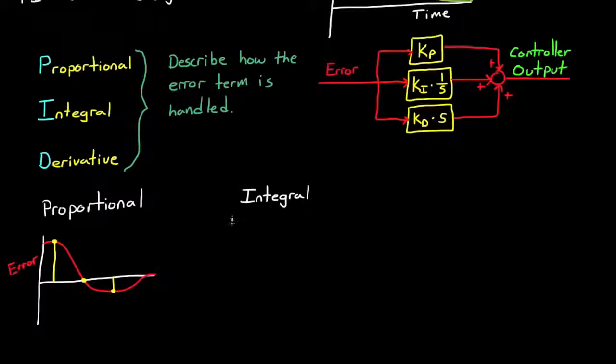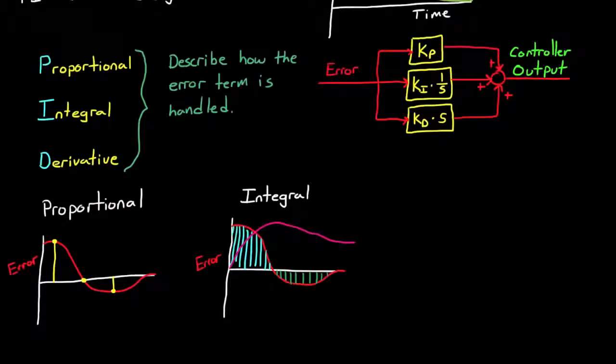In the integral path, as the error moves over time, the integral will continually sum it up and multiply it by the constant Ki. In this plot, it's easy to see that the integral path is the area under the curve, where this blue section is positive area and this green section here is negative area. Now, the integral path is used to remove constant errors in a control system, since no matter how small the constant error, eventually the summation of that error will be significant enough to adjust the controller output.